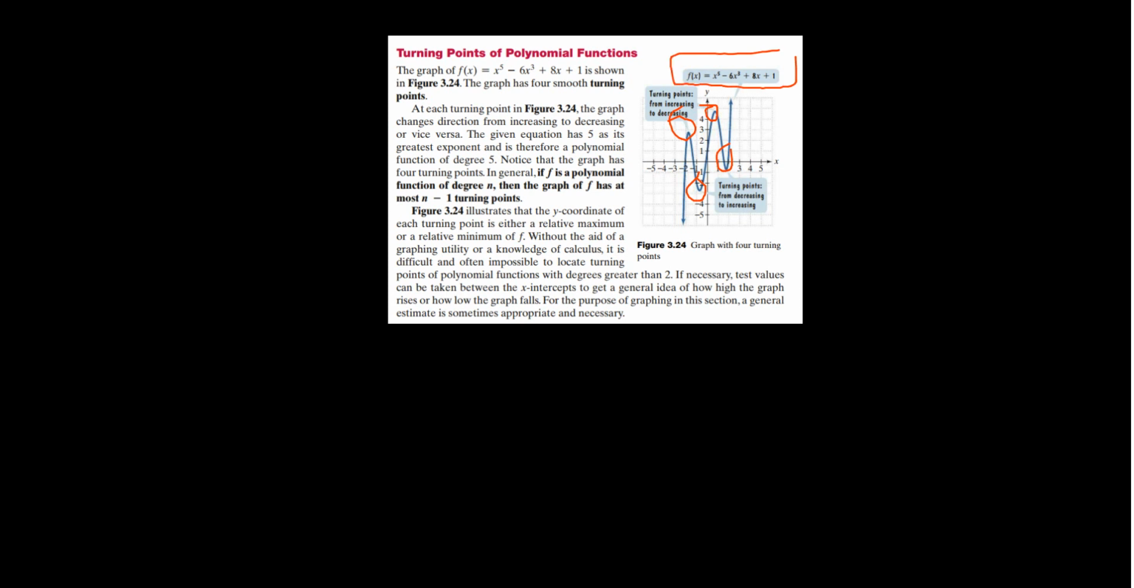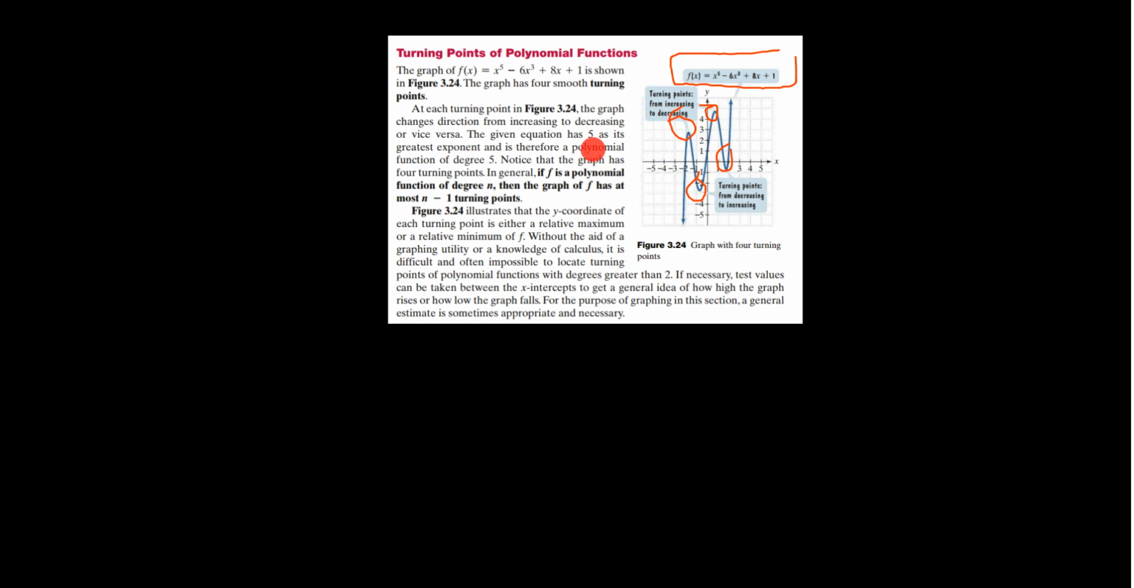Well, it's kind of the same thing with the intermediate value theorem. We have an idea of how many turning points we have, we just don't know exactly how many. The idea is this bold point here. If f is a polynomial function of degree n, then the graph of f has at most n minus 1 turning points. So if we have a 5th degree polynomial, which we do right here, it will have at most n minus 1, or 5 minus 1 turning points. So it will have at most 4 turning points. It doesn't mean that there will be 4. It just means that there will be at most 4.